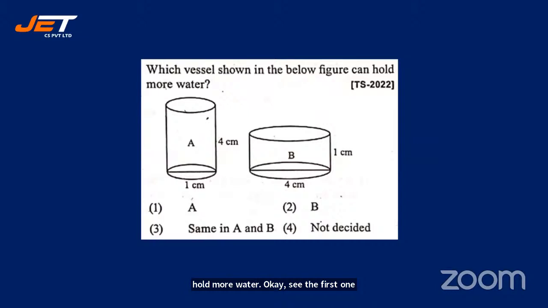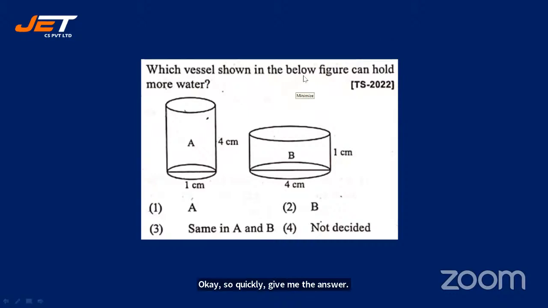The height is 4 centimeter, but the radius is 1 centimeter. But see the second one, the height is just 1 centimeter, but see the breadth of this, it is 4 centimeter. So is it A or is it B, or both are same in A and B, or it is not decided? So I'm sure you all can answer this. Okay, so quickly give me the answer.